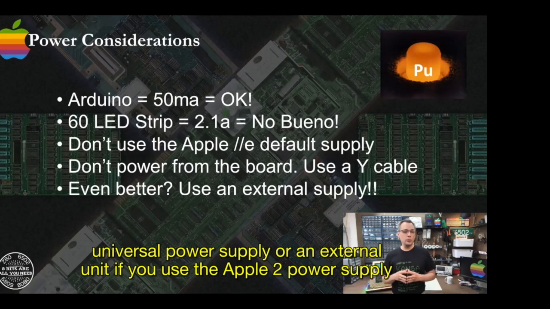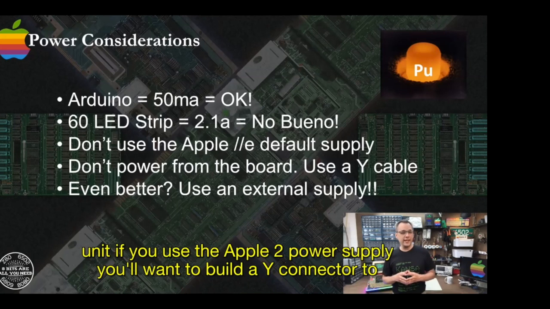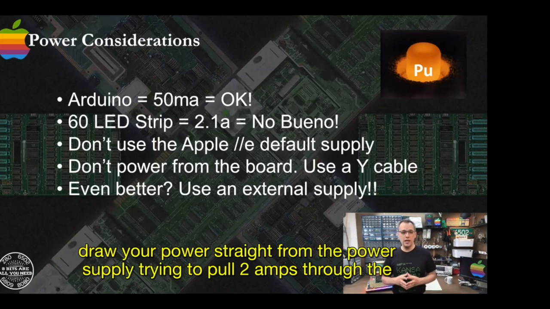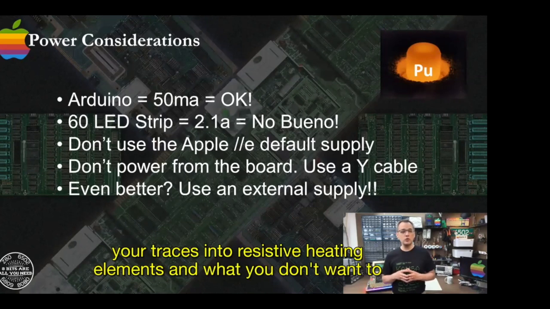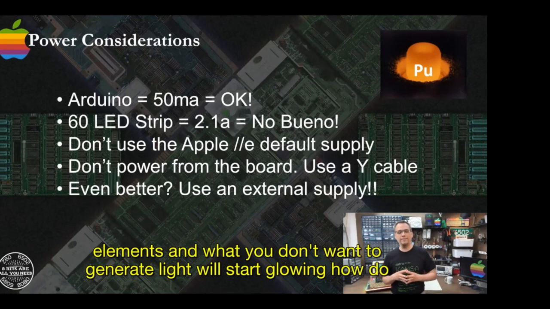If you use the Apple II power supply, you'll want to build a Y connector to draw your power straight from the power supply. Trying to pull 2 amps through the board is not a good idea. It will turn your traces into resistive heating elements, and what you don't want to generate light will start glowing.